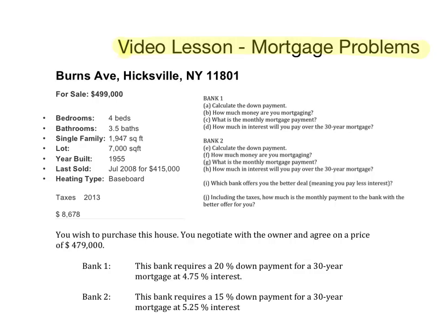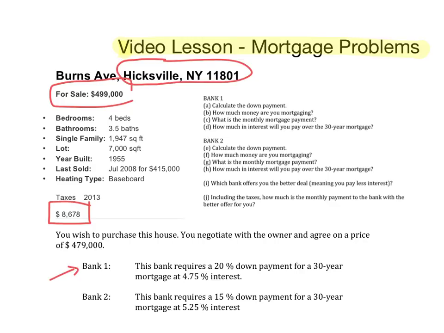The first problem, you're given a house in Hicksville, New York, and the house is for sale for $499,000. Taxes are $86.78, and we're given two banks that are offering us a mortgage. And we want to purchase this house. We agree on a price of $479,000.